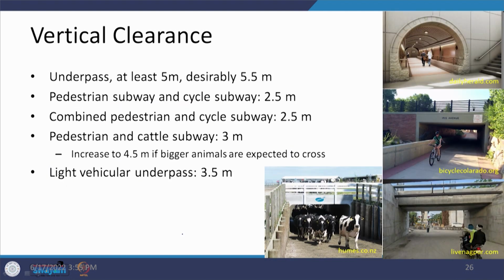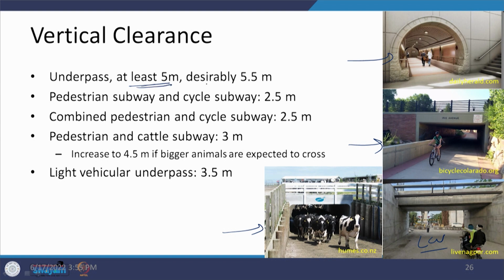Now, let us talk about the vertical clearances. In the case of vertical clearances, different types of users can be there, and for those it has been shown: they can be pedestrians, cyclists, cattle, LCVs, that is light commercial vehicles, or full-fledged vehicles such as buses or trucks. So, when it is a normal situation where all buses, trucks, each and every vehicle is allowed to pass, then it should be at least 5 meters, but desirably 5.5 meters in height.